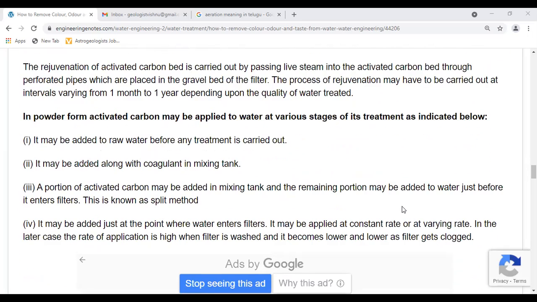In powder form, activated carbon may be applied to water at various stages of its treatment as indicated below. It may be added to raw water before any treatment is carried out. And second one is it may be added along with a coagulant in mixing tank.